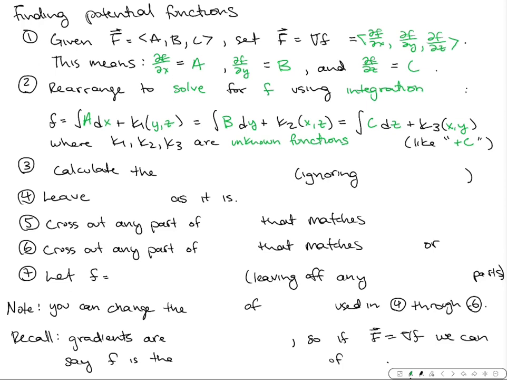I know that's a little complicated. I promise it'll get more concrete as we work on an example, but let's just go through the rest of the steps so we have an outline for what to do. So after you get these equations that tell you how you would solve for f if only you knew what those unknown constants are, what you're going to do is calculate all of the integrals in those equations, and you're just going to ignore that k1, k2, and k3 that showed up previously.